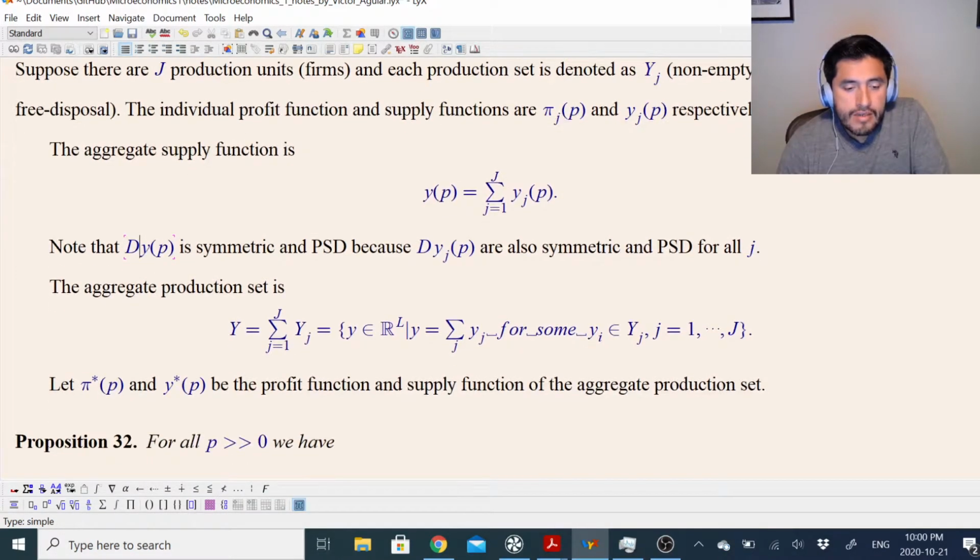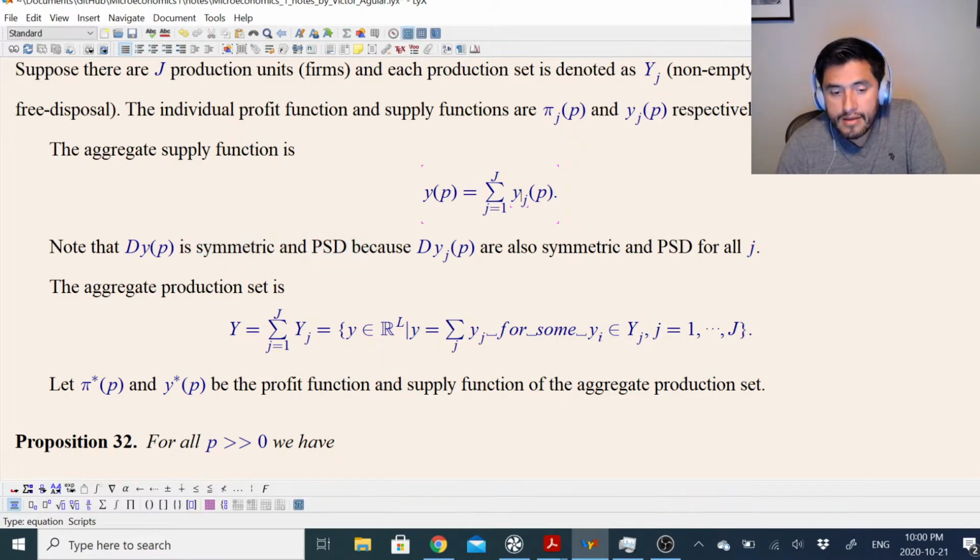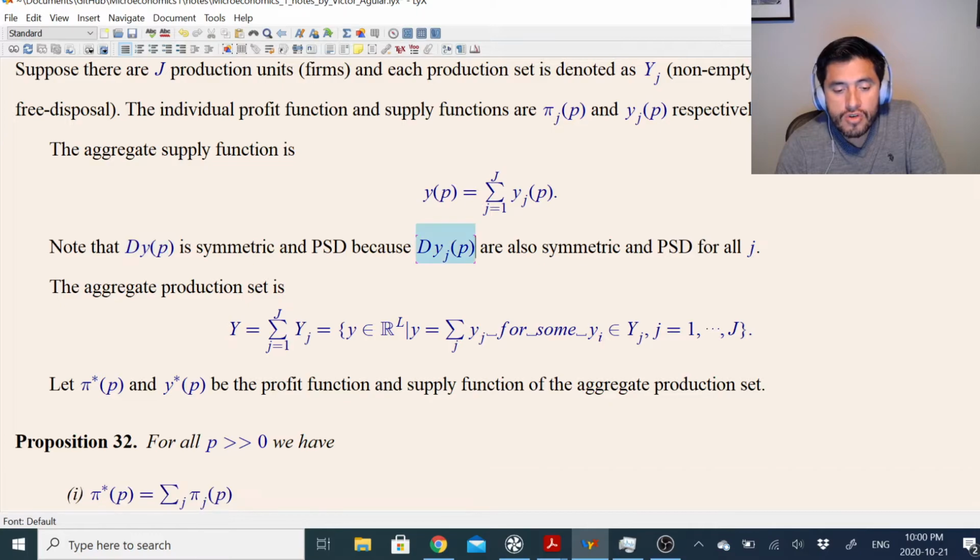So basically, the substitution matrix of this supply vector is going to be symmetric and positive semi-definite, as you can notice, because if I apply the derivative operator here, it enters the summation. So the derivative of the aggregate supply is equal to the summation of the individual substitution matrices, each of which is positive semi-definite and also symmetric. So a summation of symmetric matrices that are positive semi-definite is also a symmetric and positive semi-definite matrix.